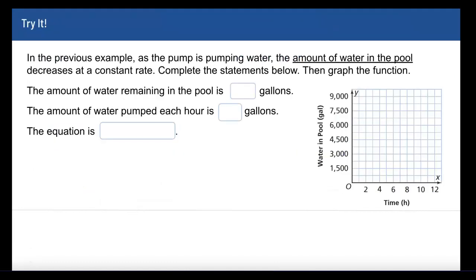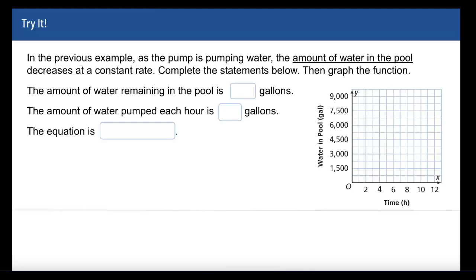So in that previous example, the pump is pumping water. The amount of water still in the pool is decreasing at a constant rate. So complete these statements, then graph the function. Again, remember that in the scenario we were just looking at, we were pumping into the tanker. Now we're looking at what that same scenario would look like from the view of the pool.